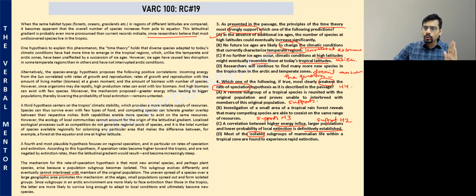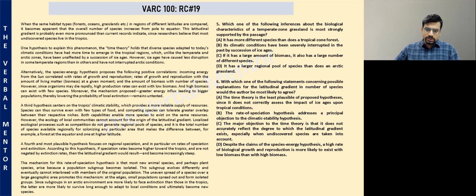Most of the isolated subgroups within a tropical zone are found to experience extinction. Okay. The very hypothesis was that in the tropical regions, isolation of a subgroup does not lead to extinction. In the Arctic region, it does. But option D says it is an example of a species that gets extinct upon isolation of a particular subgroup. So option D weakens, challenges, questions, casts doubt on hypothesis 4. Last question.